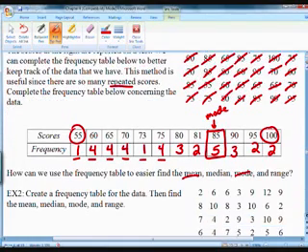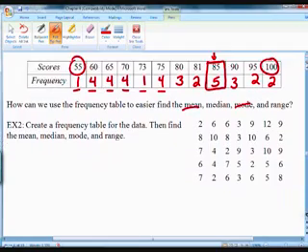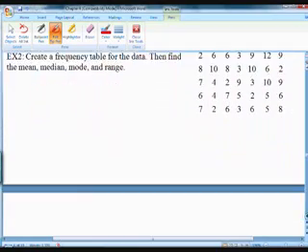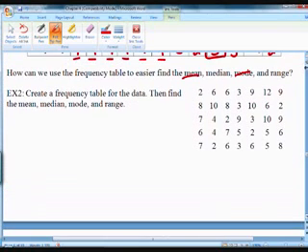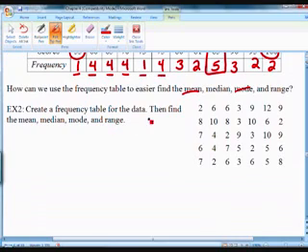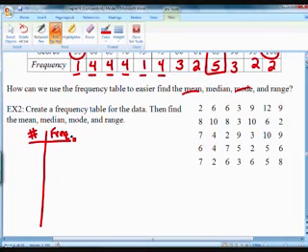Really simple. Let's do all those things again, and then we are finished, I believe. Just this one. Create a frequency table for the data, then find the mean, median, mode, and range. Let me show you something. You can actually do it up and down too if you'd like to. We'll do it both ways. These are numbers, and I'm going to put FREQ, frequency.